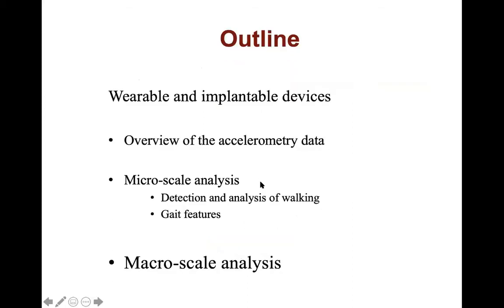So I will briefly go over what the wearable and the implantable devices are, and then what kind of data they generate. And then I'll talk about the research that my group is doing on so-called micro-scale analysis. I will concentrate on two aspects in this micro-scale analysis. This will be detection and analysis of walking, human walking, and gait features that we can extract from such analysis.